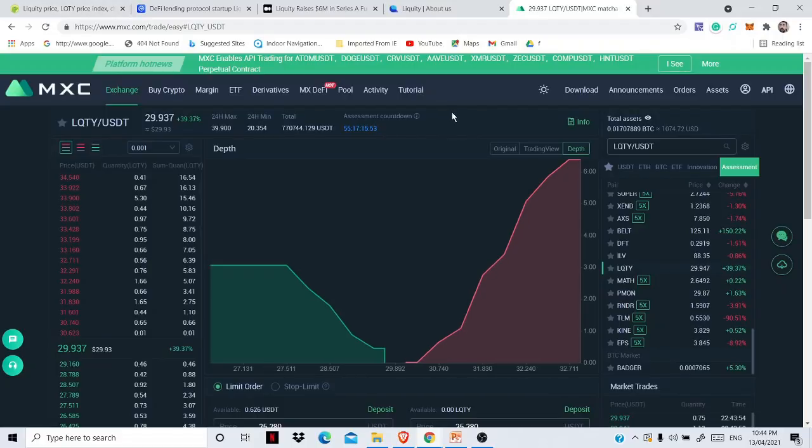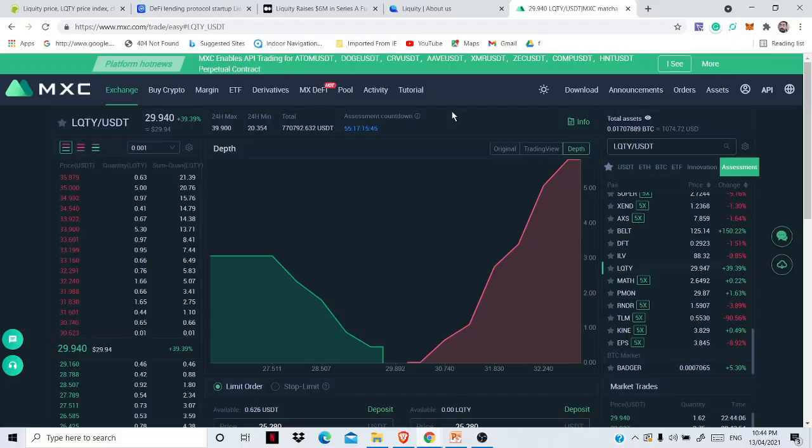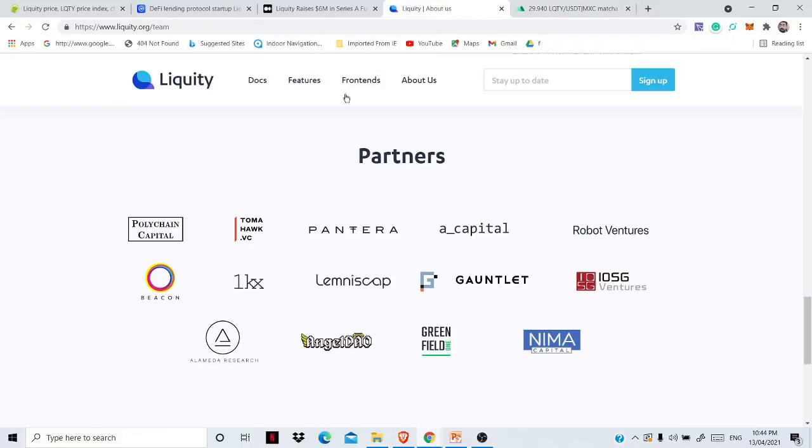Let's see Liquity's partners and a couple of good news items regarding Liquity, and then we will see tokenomics, and then I will do price prediction. So if we go into the Liquity site, we can see they have a large list of partners. You can read about them, and I will mention them in the description. They have Pantera, Nima, Alameda Research, so these are notable partners.